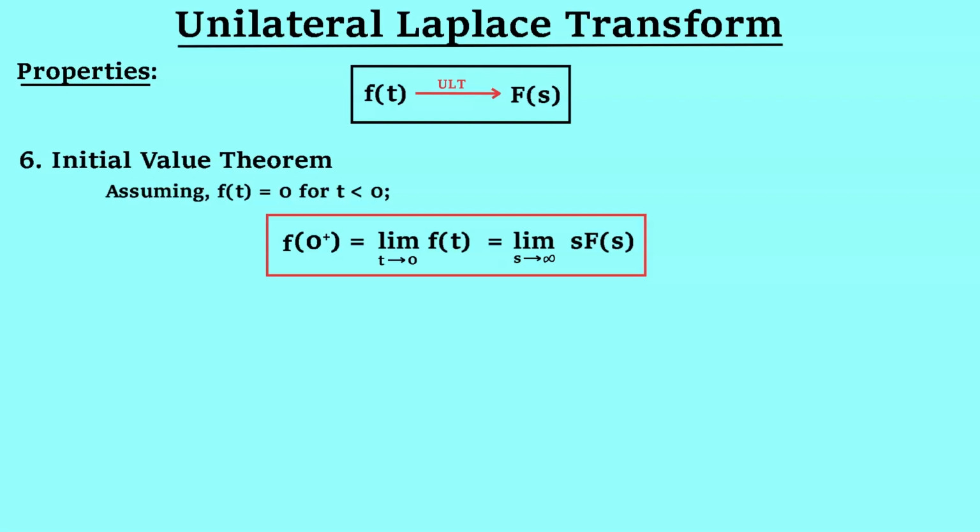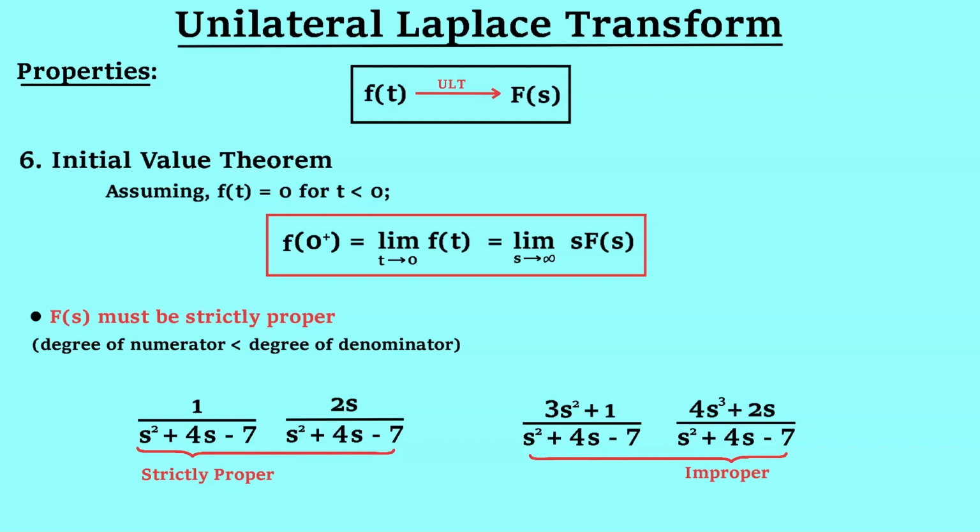First, we have already seen that the value of function f(t) must be equal to 0 for all t smaller than 0. The other limitation for initial value theorem is in frequency domain, which is that the expression for Laplace transform F(s) must be strictly proper, meaning that the degree of numerator should be smaller than the degree of denominator. A few examples are shown for strictly proper Laplace transforms and improper Laplace transforms.